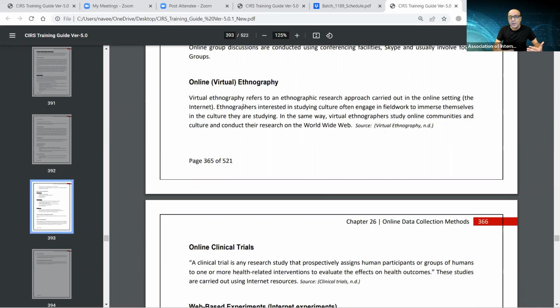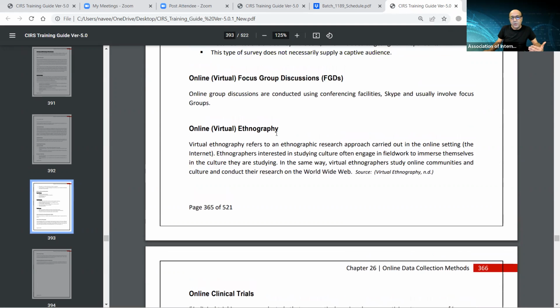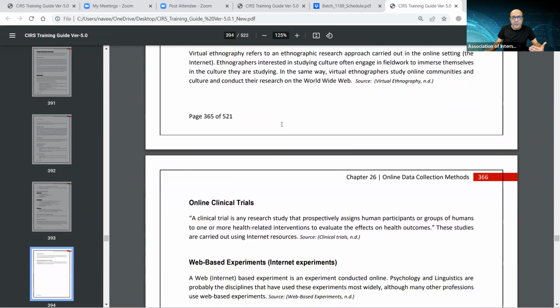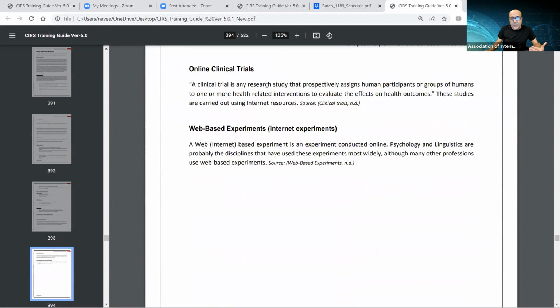But more so in the social culture or an environment that requires you to get a deeper understanding of their customs, their living style and so on. That is called an ethnography. And so it is slightly different from other kinds of surveys that you do and other forms of information collection. Clinical trials, we don't have to worry about.